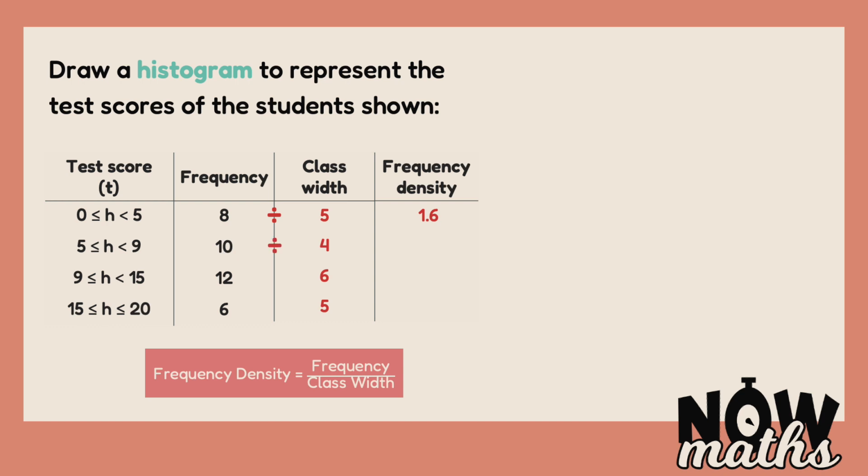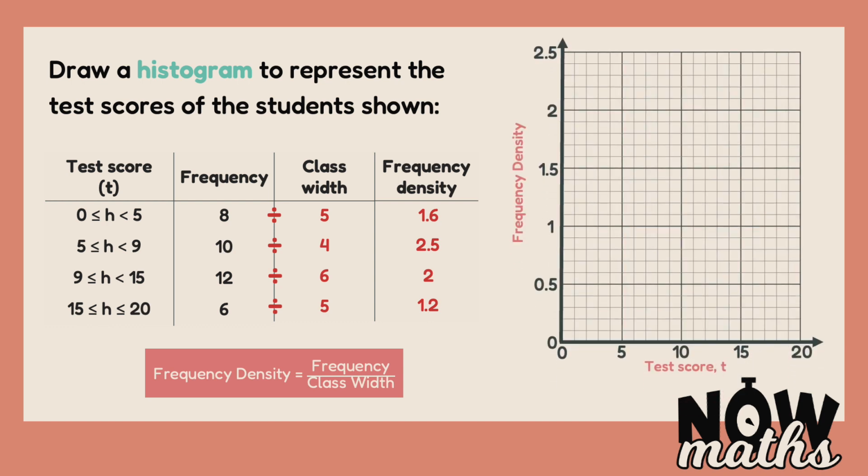Then for the second row, 10 divided by 4 is 2.5. The third row, 12 divided by 6 is 2. And finally, 6 divided by 5 gives us 1.2. Now we have all the frequency densities, we need a graph to plot onto.